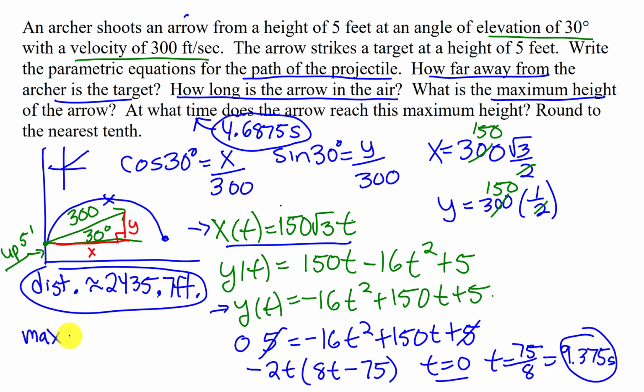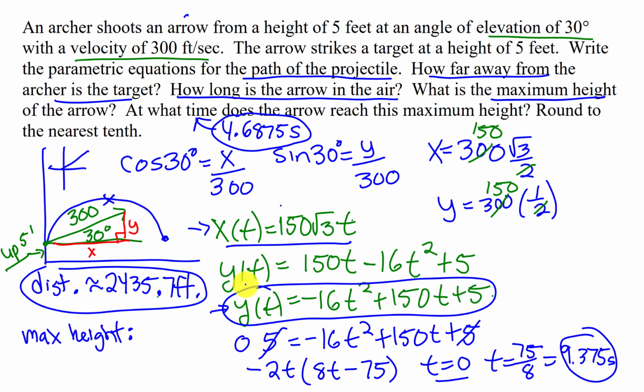And the last question was, what is the maximum height? I'm going to take my y, which gives me the vertical, and put in that time, and see what I get out for the height. So I've got negative 16 times that time squared, plus 150 times that time again, and then plus 5. Looks like my maximum height is 356.6 feet.